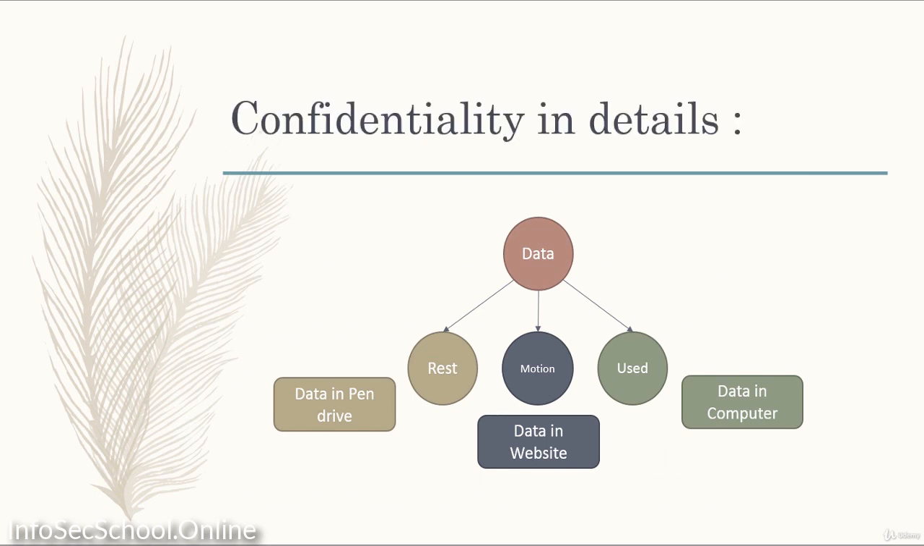Well, this is a diagram, and basically this diagram represents confidentiality in detail. Here you can see that there is data. Whenever we are performing data manipulation or data processing, data exists in three states: at rest, in motion, and in use. So I can give some examples, like how about at rest?